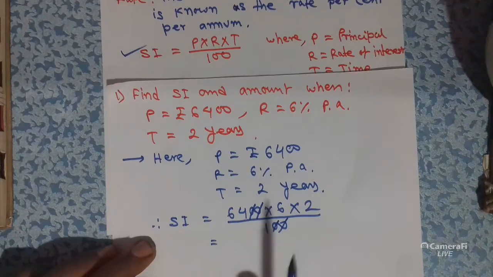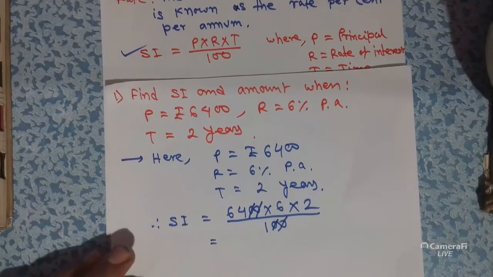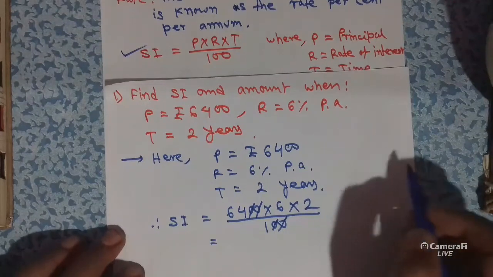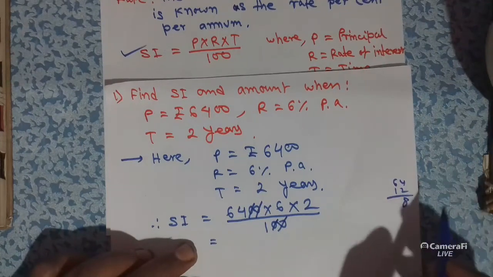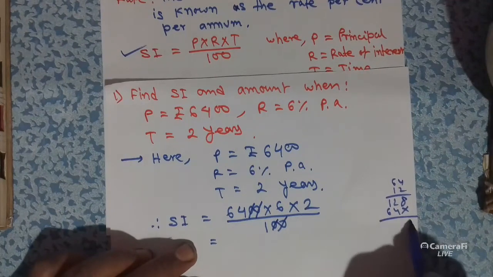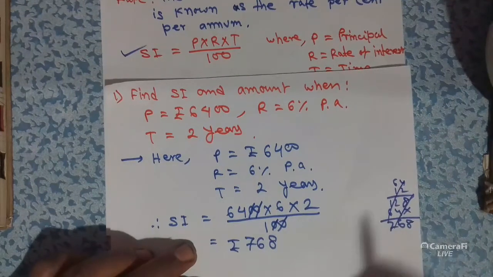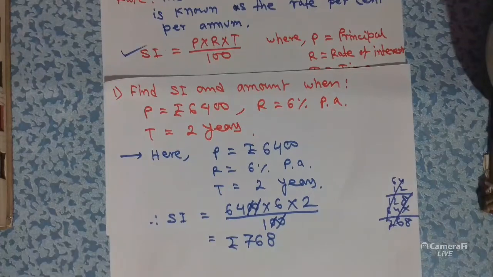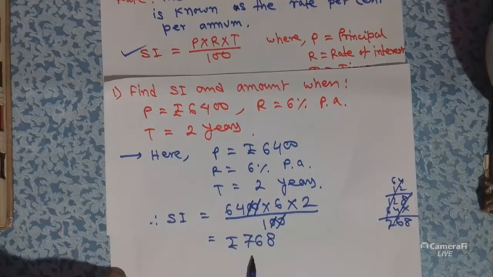Clear? Now here the numerators are 64, 6 and 2. So we have to multiply these three numbers. So it will be rupees 768. 768 is the simple interest. So here simple interest is rupees 768.